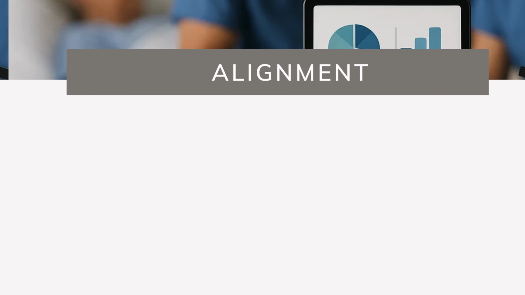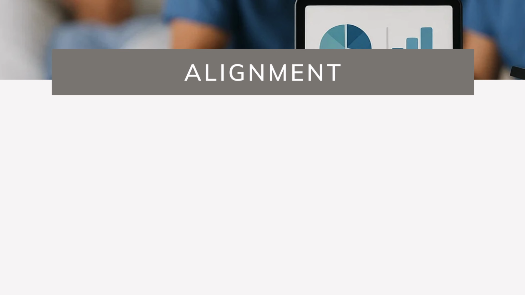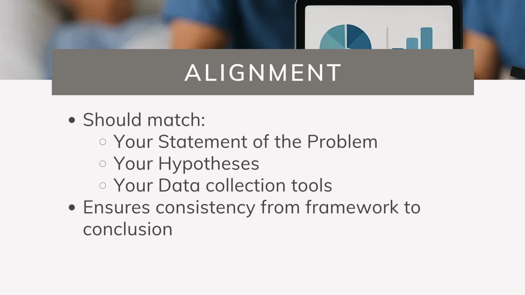Now, let us talk about alignment. This is a key concept that ensures your research is coherent and complete. Your conceptual framework must match three things: your SOP, your hypothesis, and your data collection tool. Every variable in your diagram should appear in your SOP. If you claim a relationship between knowledge and compliance, your hypothesis should reflect that, and your questionnaire should have items that measure both.